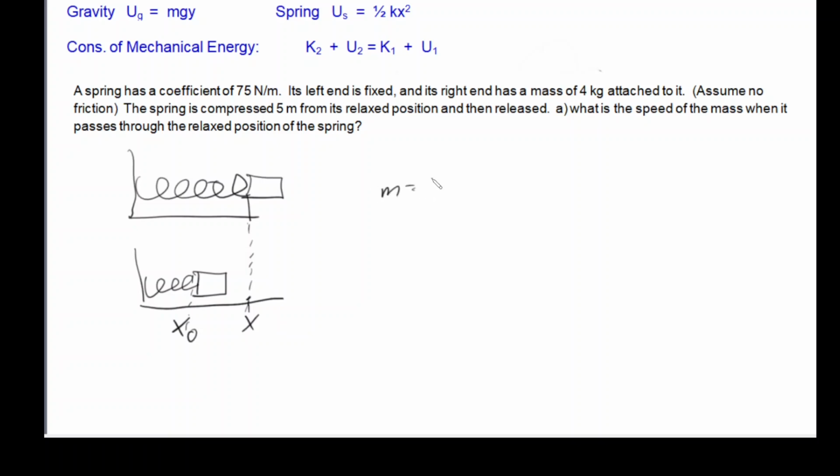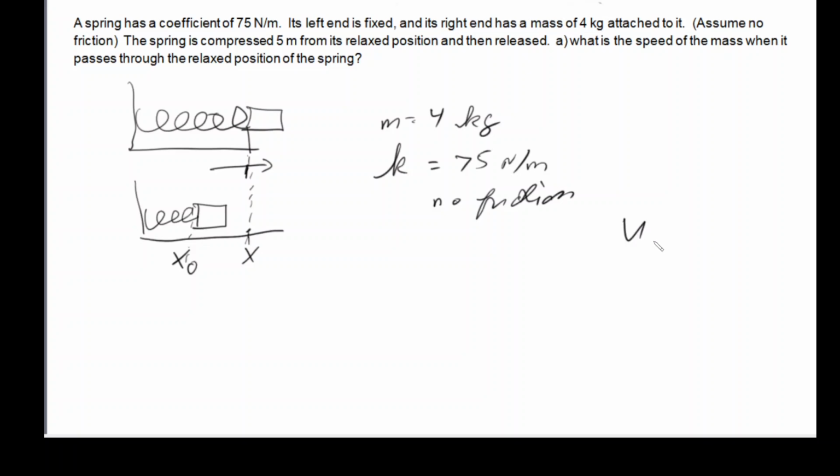And the mass is 4 kilograms. The spring coefficient is 75 newtons per meter. And we're assuming no friction. And we want to know what is the speed when it is released and it passes back through its initial relaxed position. And the potential energy of a spring, as we know, is given by 1/2 kx squared in general.